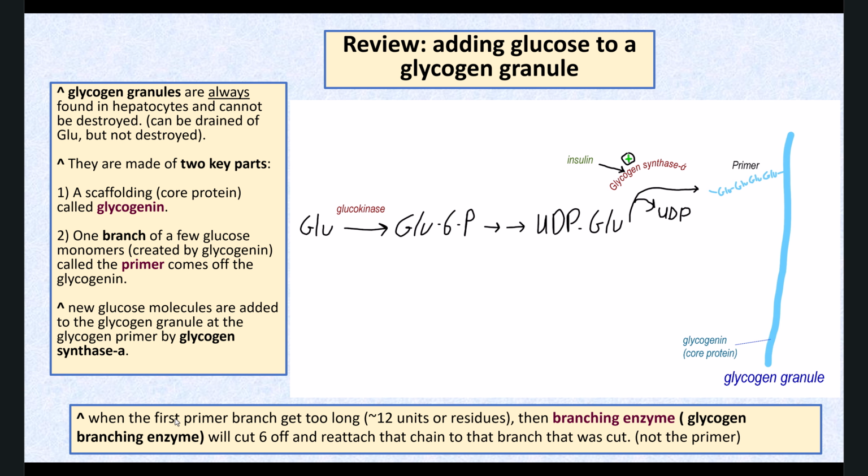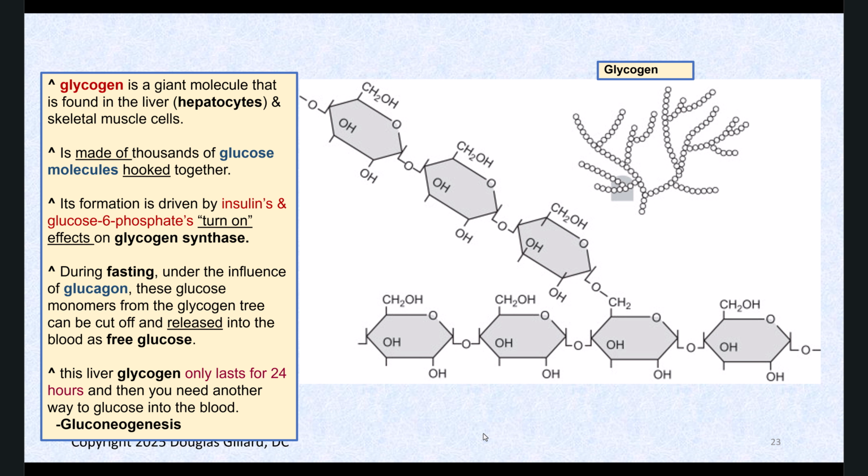Another fun fact here: when the first primer branch gets too long, or when any branch gets too long for that matter, you can't get more than 11 or 12 glucose units per branch. Then an enzyme called branching enzyme will come and cut the extra glucose monomers off that branch and reattach them to that chain. So bottom line, it doesn't let these chains get too long. It keeps trimming them and making new chains.